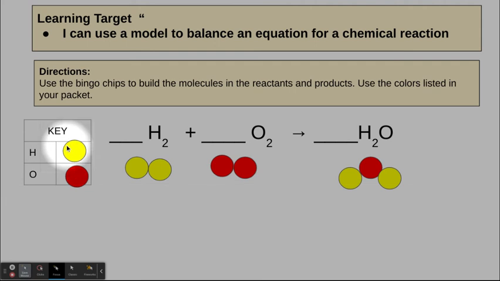Again, the key appears in the packet, but I place it here so you can see that yellow represents H, hydrogen, and red represents O, oxygen. This is a molecule of H2, a molecule of O2, and a molecule of water.